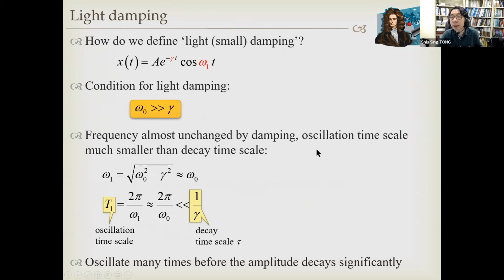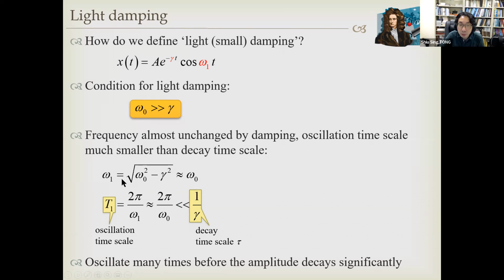The second statement is the oscillation timescale is smaller. It means that the object will oscillate many times before the amplitude decays substantially. That is the meaning of this statement. So with a longer decay time and a smaller oscillation time, it means that the object will oscillate again and again many times before the amplitude is substantially decayed. That is called a small damping.